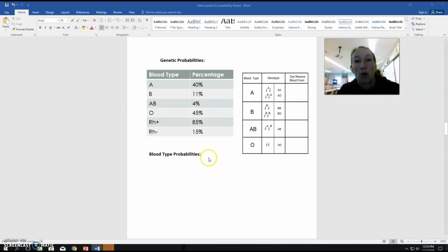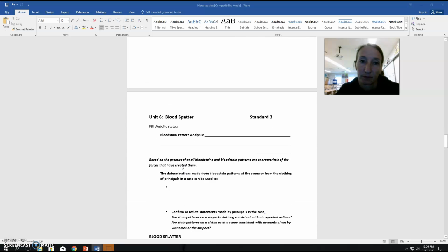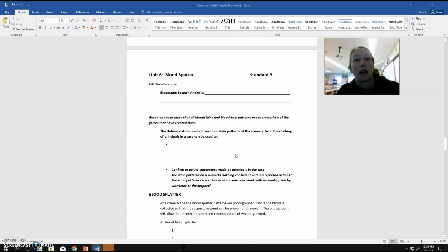We talked about how O blood is by far the most common blood out there, and AB blood is the least common blood out there. So if you're going to commit a crime, hopefully not, you want to hope to have O blood, because you have the largest group of people that also have the same blood type as you. All right, rolling on.